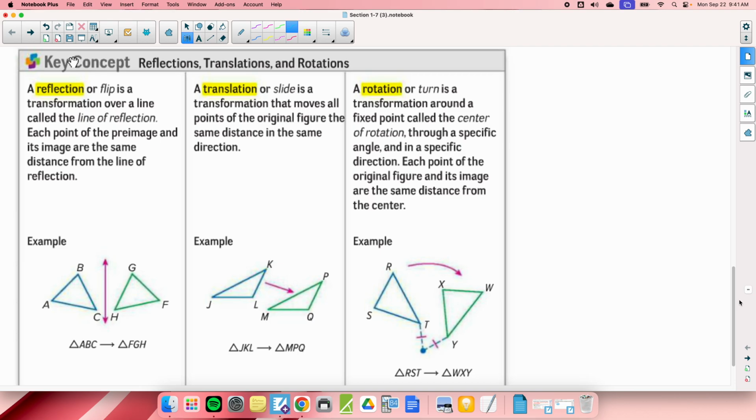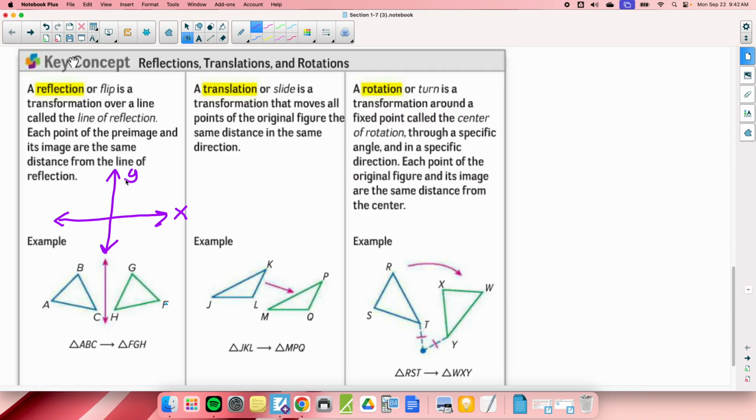So anyway, the first one is a reflection, and a reflection always has a line of reflection. And if you folded this on the line of reflection, A and F would match up, B and G would match up, and C and H would match up. Today, our lines of reflection we're going to use are the x-axis, which hopefully you guys know is this way, and the y-axis, which is this way, okay?